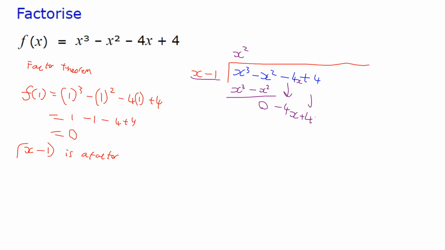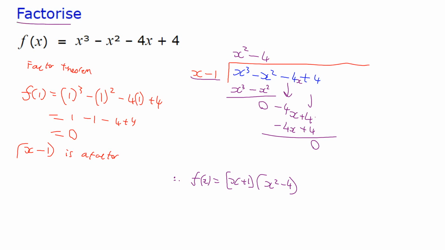And then we have to ask ourselves, what do we need to multiply x minus 1 by to get minus 4x? We need to multiply it by minus 4. And so when we do minus 4 times x minus 1, we get minus 4x plus 4. And then when we subtract each of these, we get 0. So therefore, we can say that f of x is equal to x minus 1 times x squared minus 4.